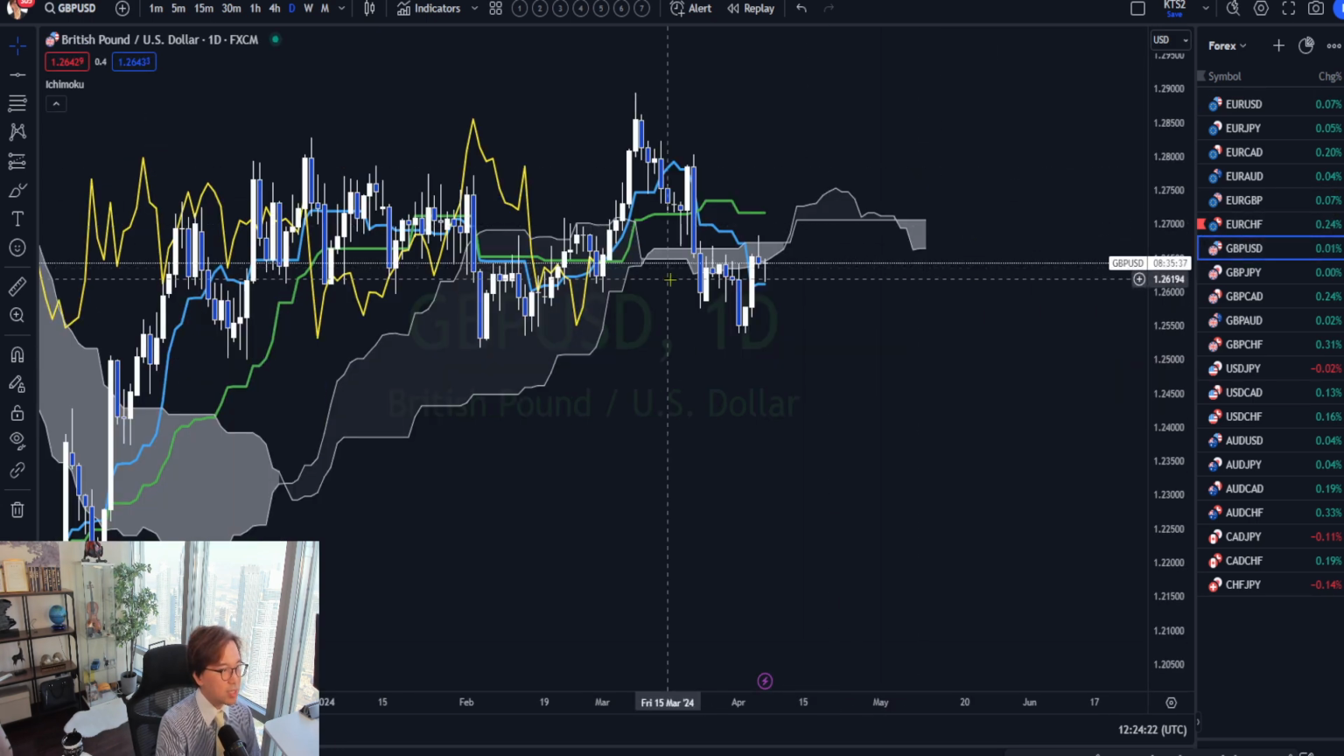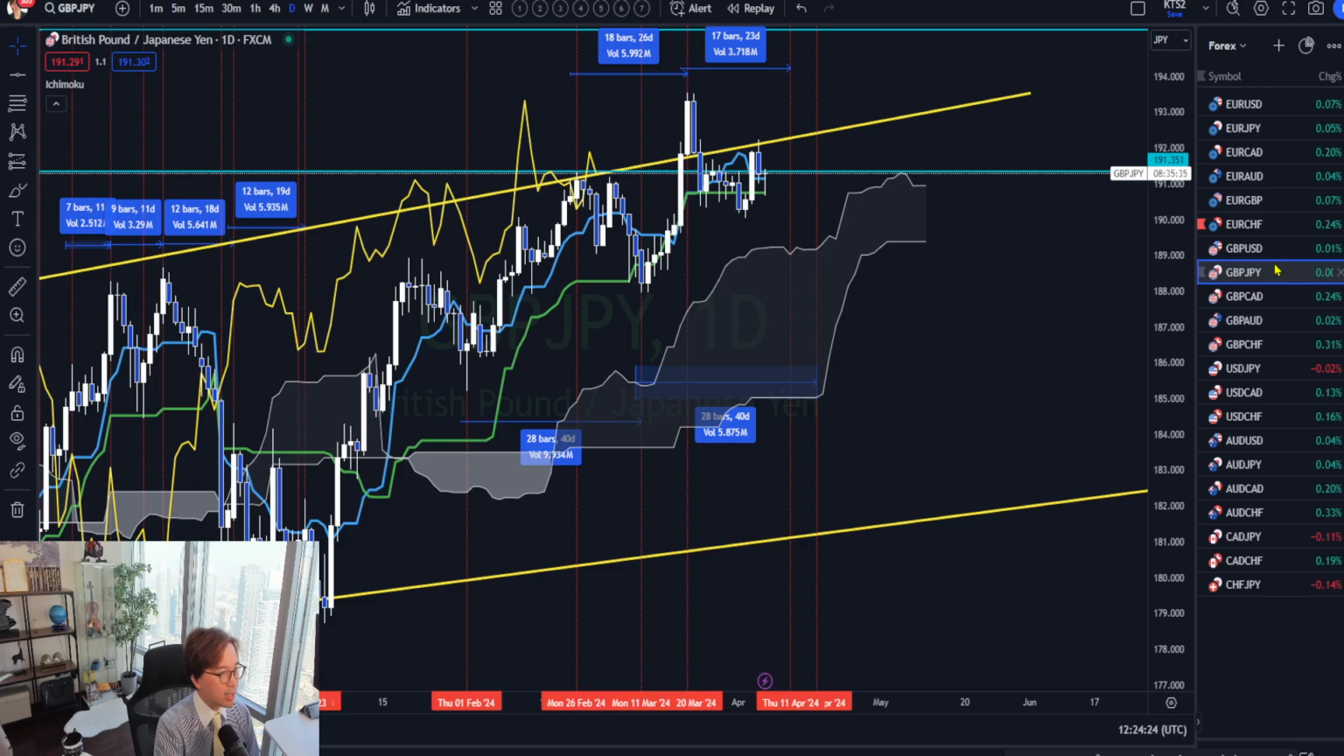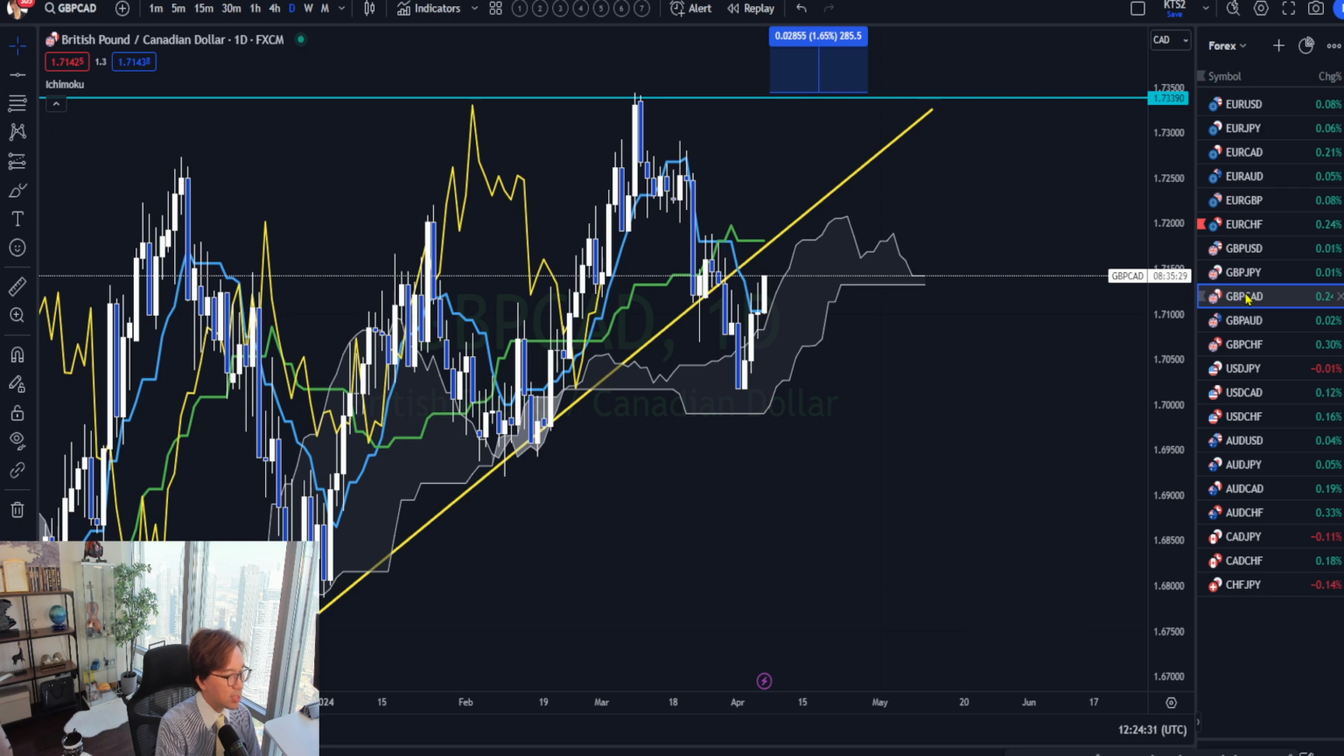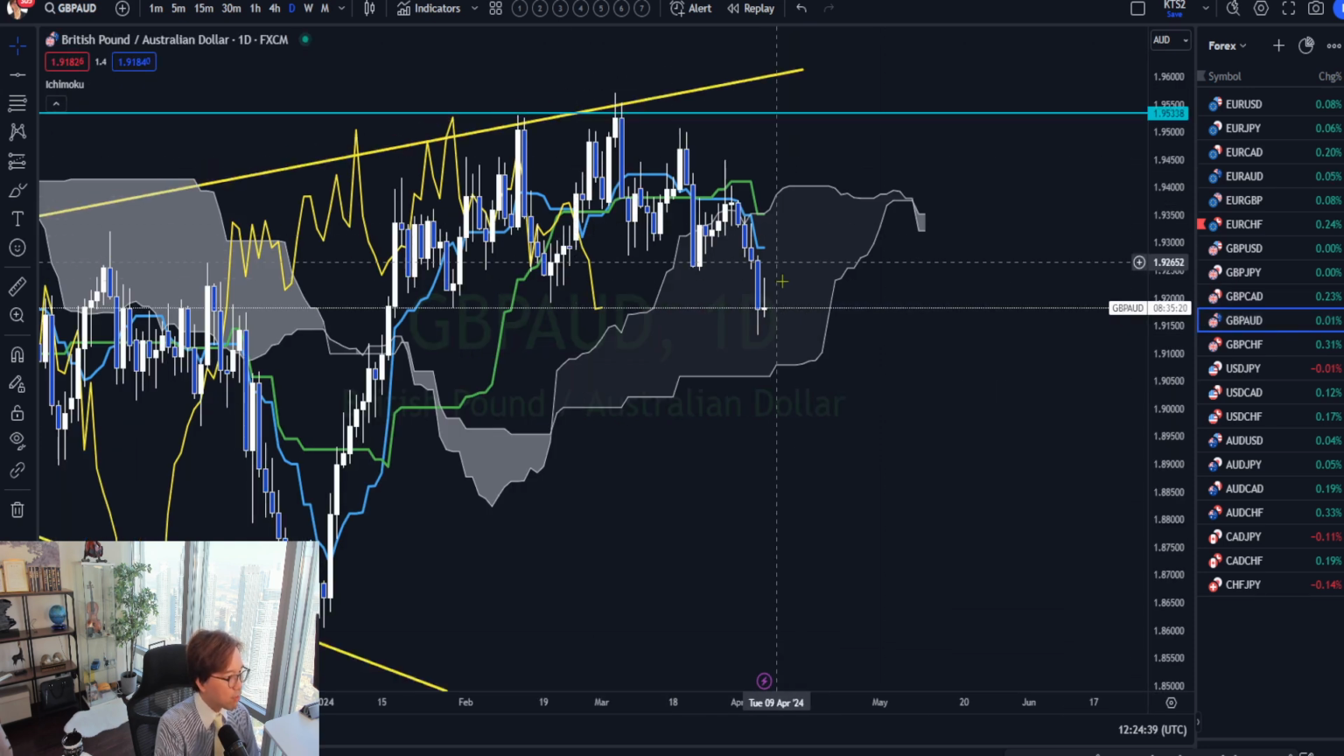So pound USD is range and pound JPY is range also, now consolidating. And pound CAD is not really trending right now. Overall, today is bullish, but overall it's all like range. And pound AUD is also range too.